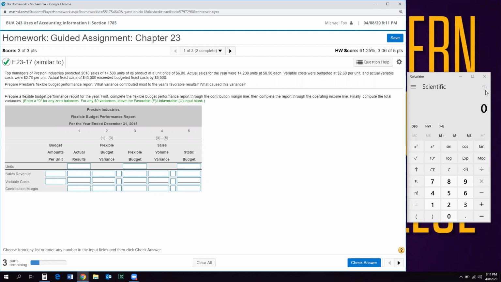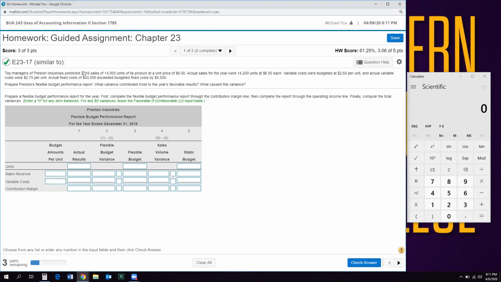So the first part of this guided assignment is a flexible budget performance report. Mine is Preston Industries. What we have to do is put all this information in the performance report. So let's just get to it.